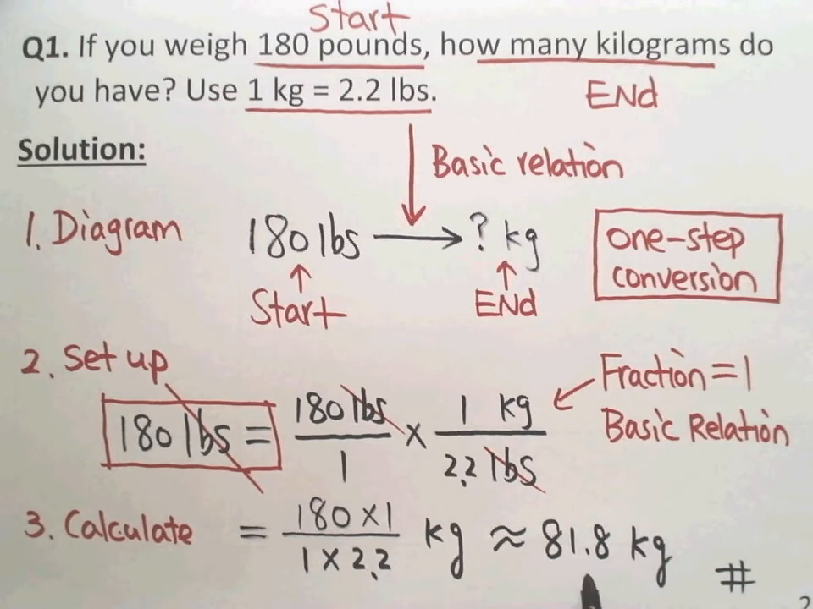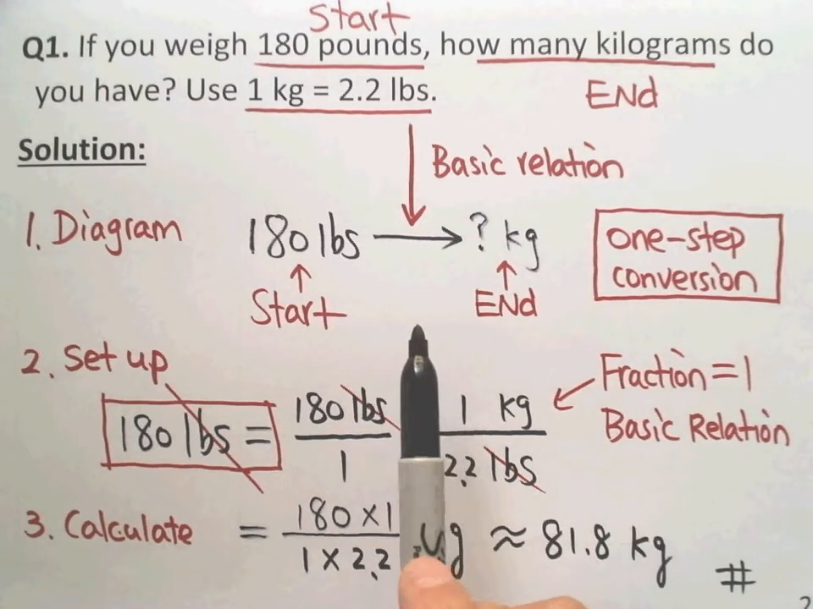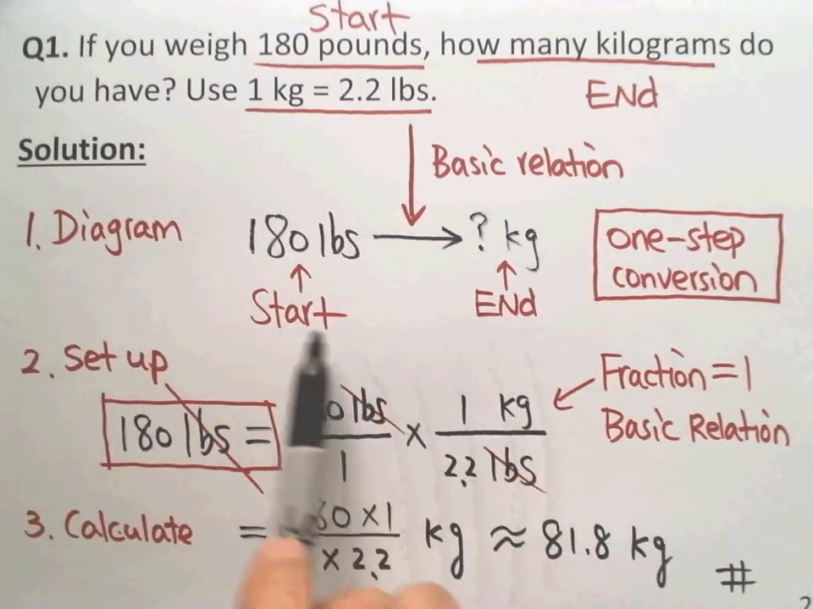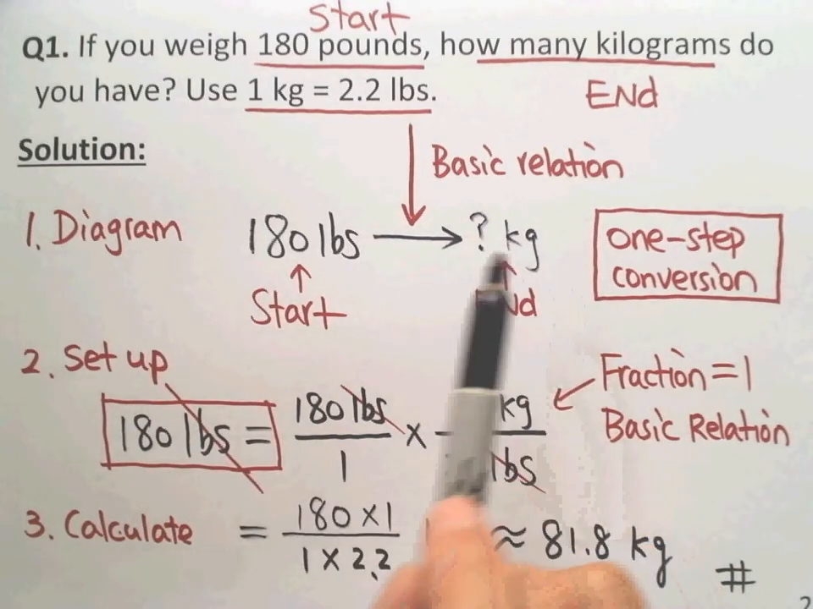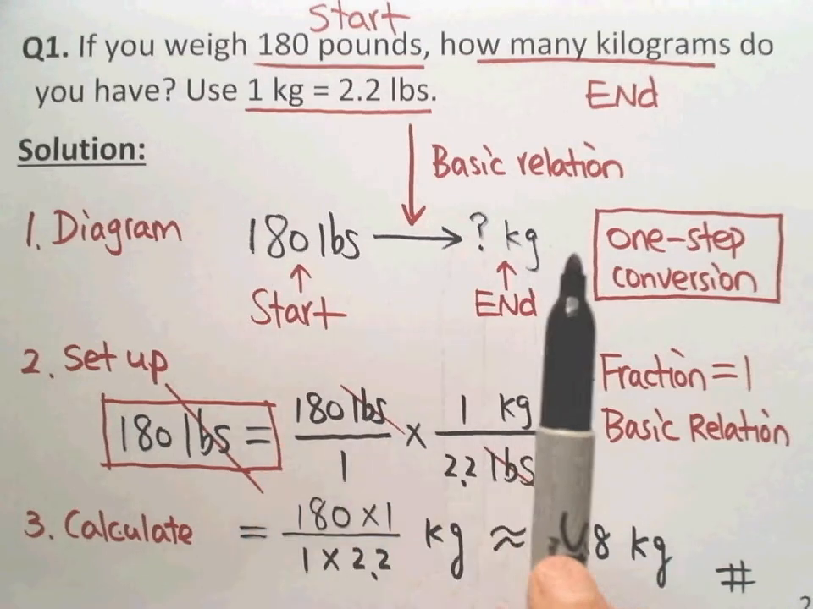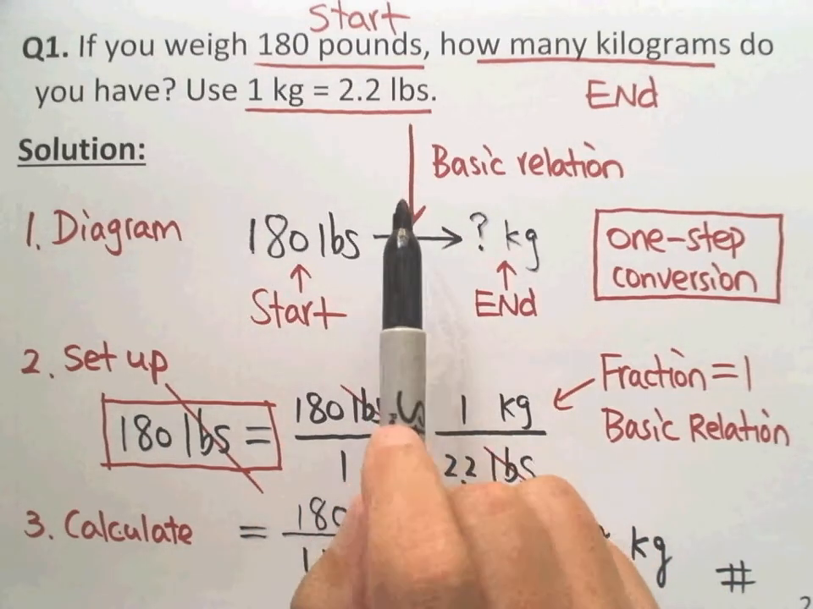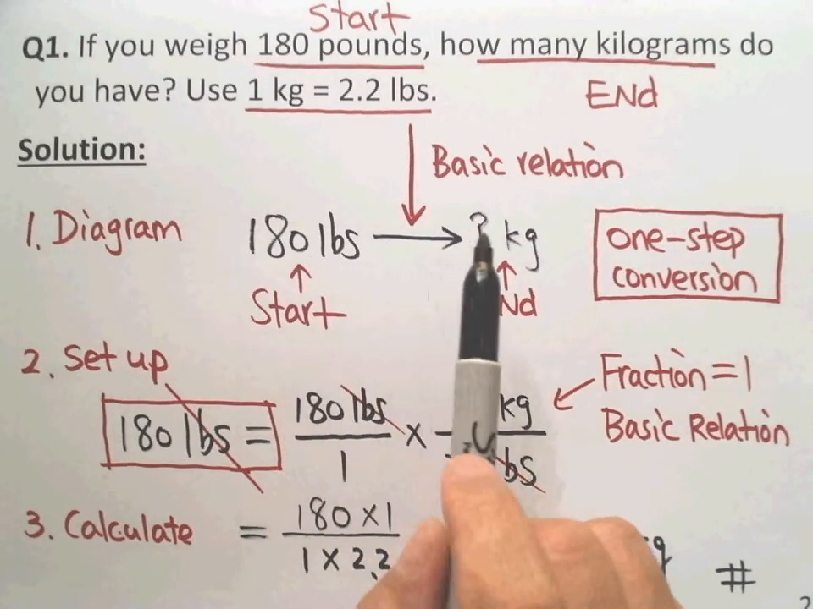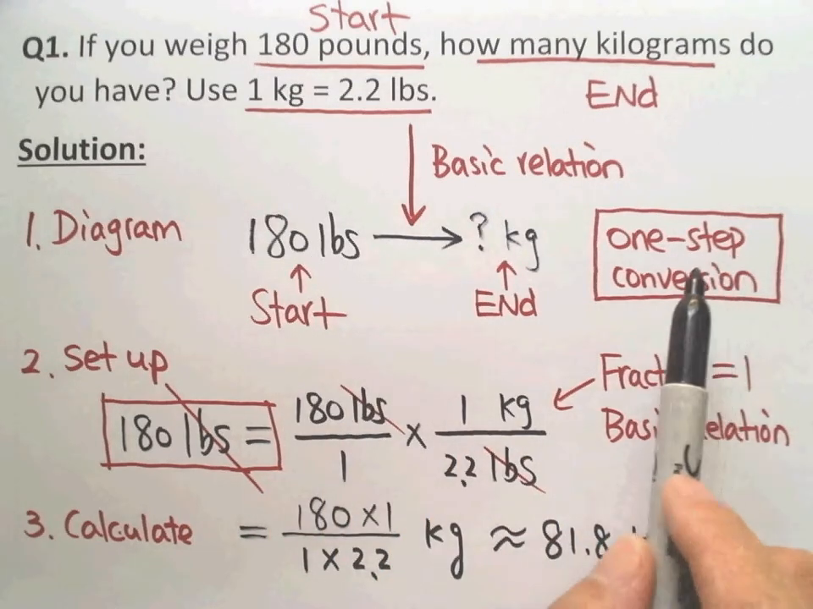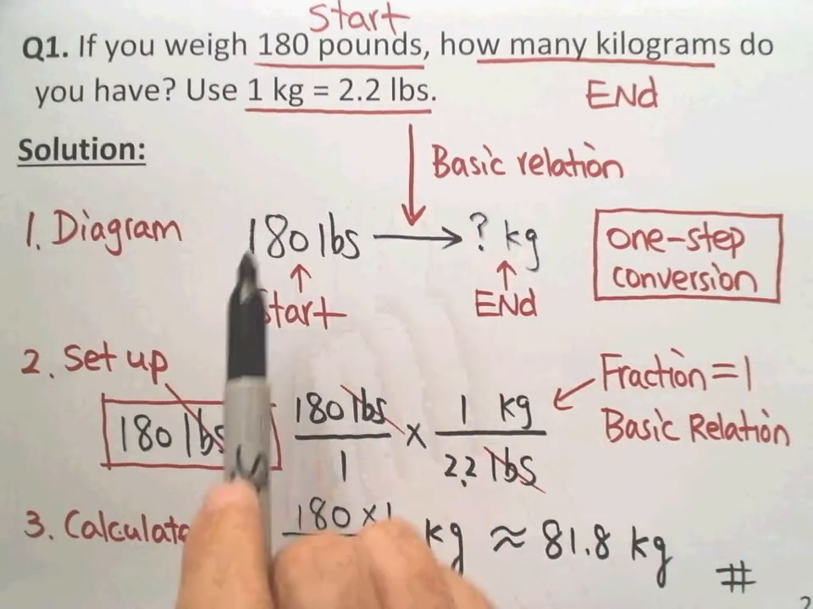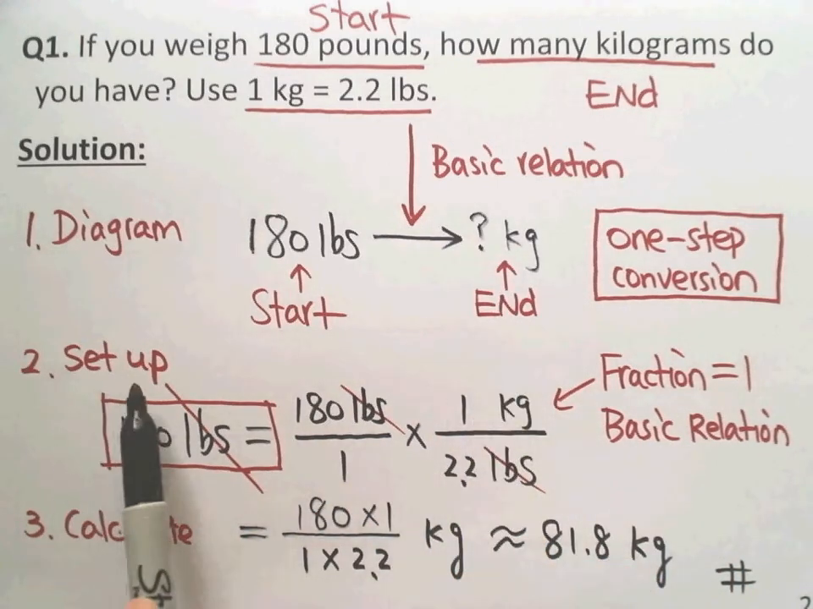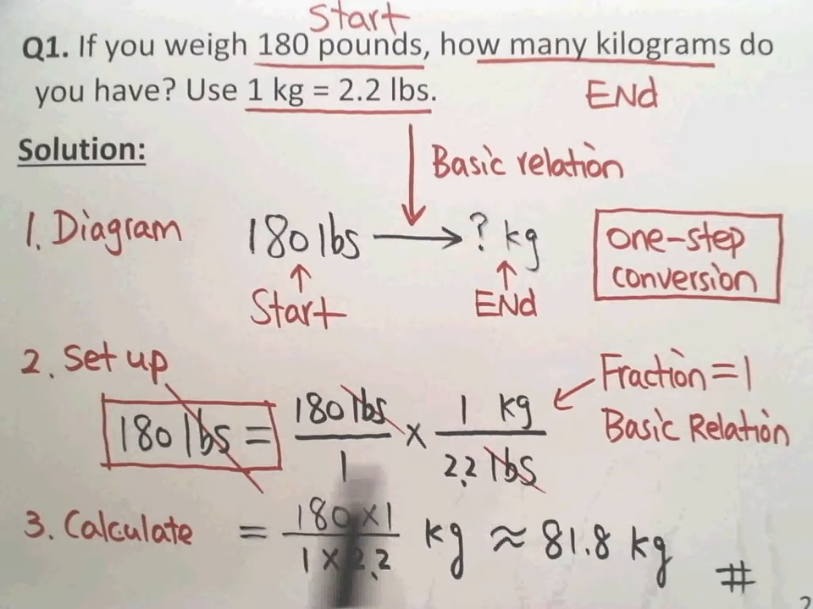You remember, this should be the same result as when we used the proportion method last time, right? Okay, so now go back a little bit. The first step, we build the diagram. It shows us where we start and where we end, and what kind of information in the middle step we have to use. If this is only one step, that's a one-step conversion. If we have this diagram, then it's easy to set up the equation.